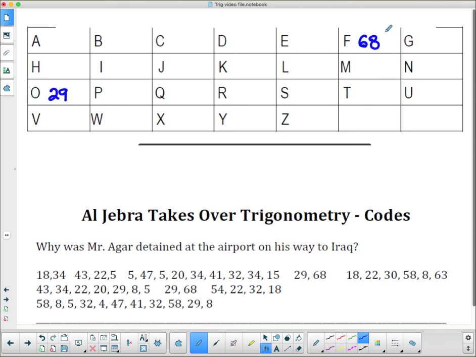So let's take a look at how we're going to decode this. Any place where you see a 29, you're going to replace it with an O. So that's an O, and that's an O, and that's an O. That's an O. There's lots of O's in here. Are there any F's? We're looking for 68. Let's scan through. There's an F. There's an F. Do I see any more 68s? I don't see any more 68s. So it looks like we got two F's in that one. And we're going to leave it at that. Good luck.